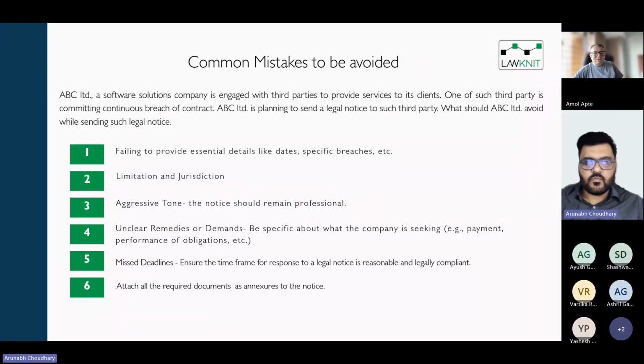One of the things which I keep coming across is that when a client is very aggravated by the behavior of the other side, and when we are sending the legal notice, they tend to send the notice to the whole world.